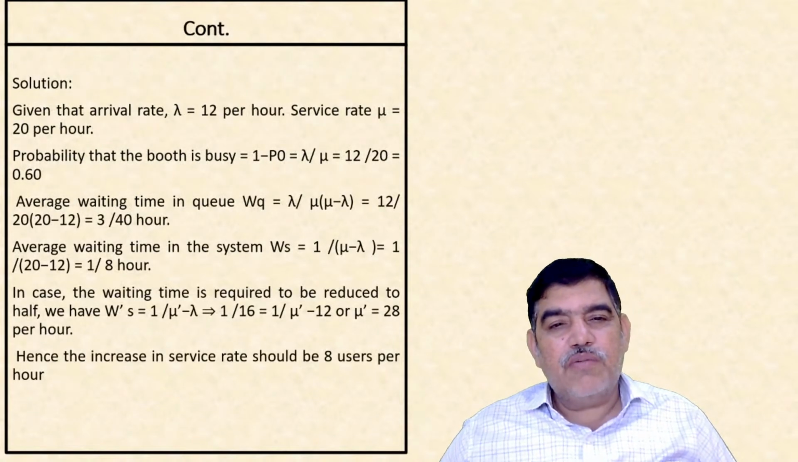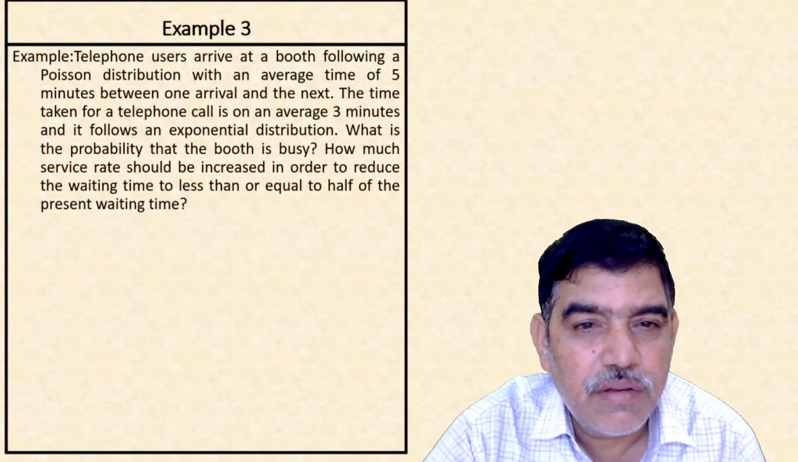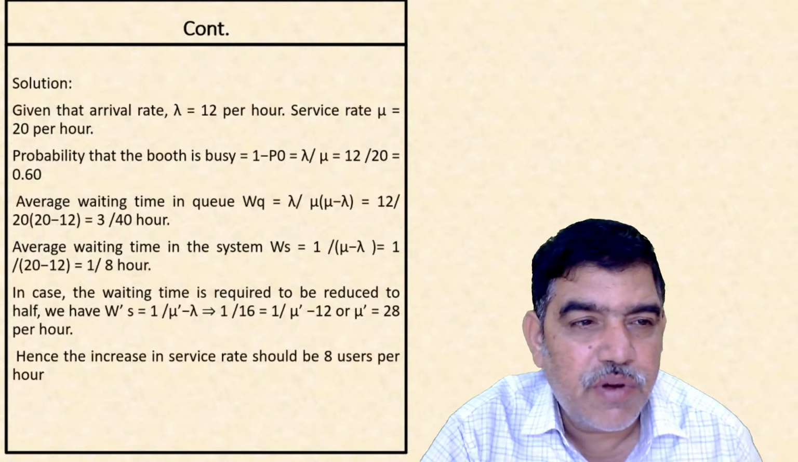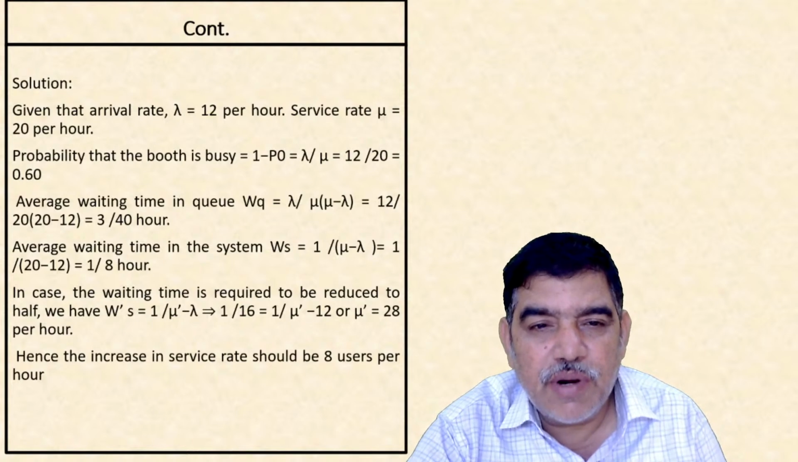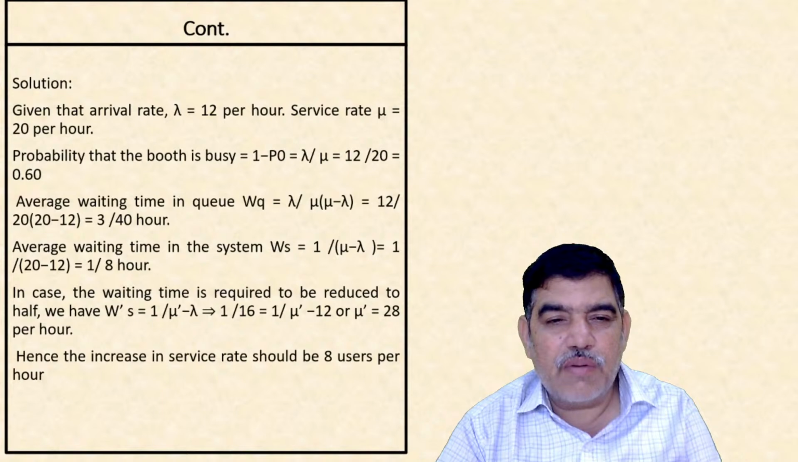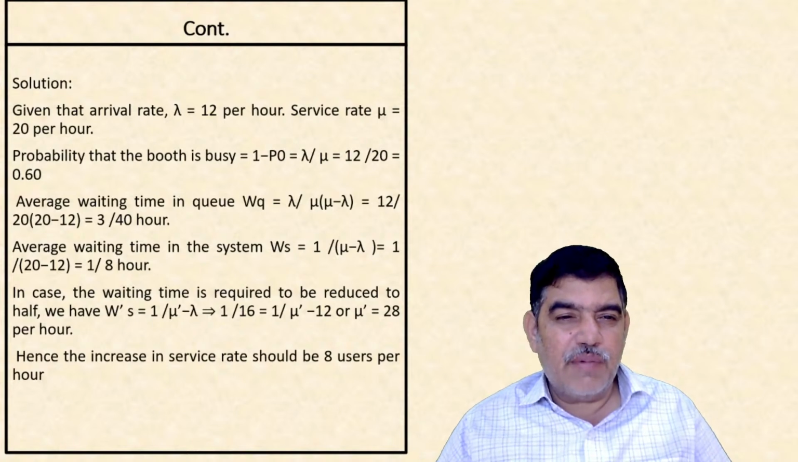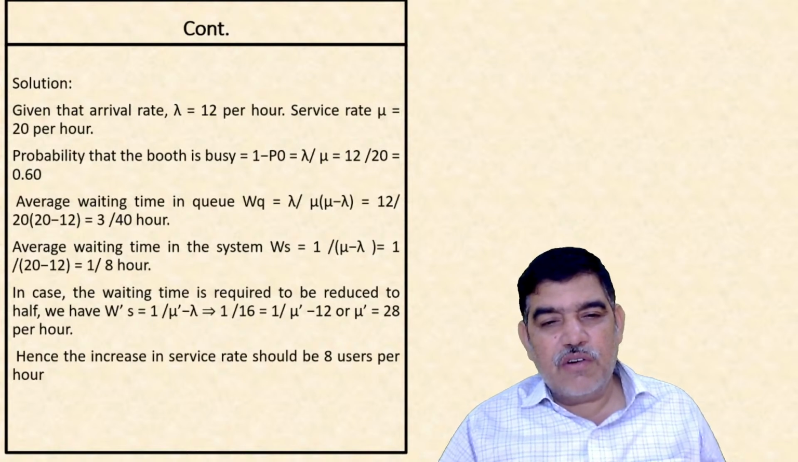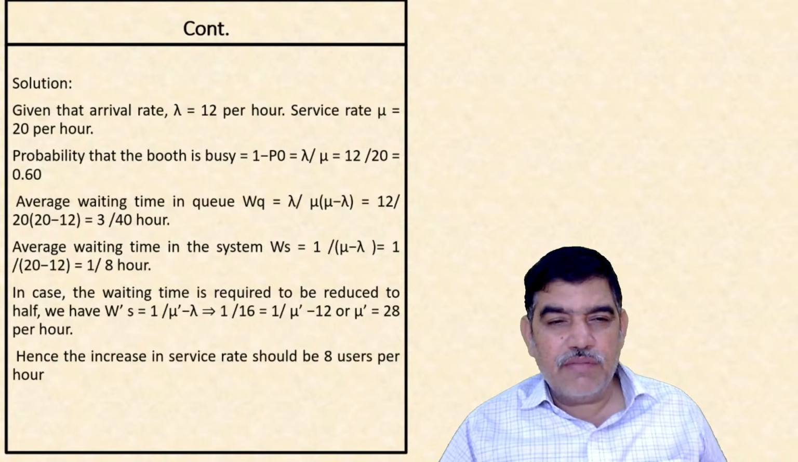The solution is, first we have to calculate lambda. Given that arrival rate lambda equal to 12 per hour, service rate mu equal to 20 per hour, the probability that the booth is busy, that is 1 minus P0 equal to lambda by mu, that is 12/20 equal to 0.60. Average waiting time in the queue WQ equal to lambda divided by mu into (mu minus lambda) equal to 12 divided by 20 into (20 minus 12) equal to 3/40 hour. Average waiting time in the system, indicated as W, is equal to 1 divided by (mu minus lambda) equal to 1/(20 minus 12), that is 1/8 hours.